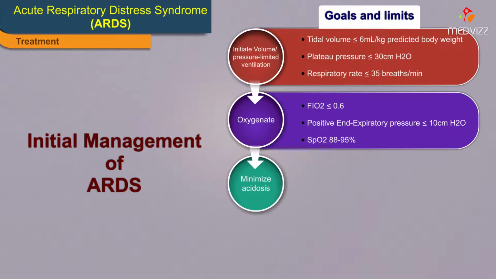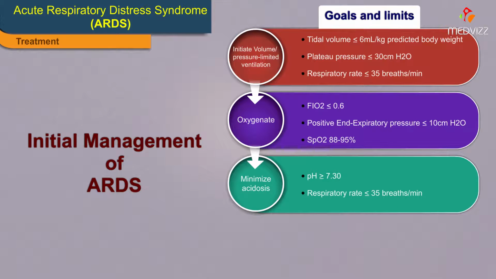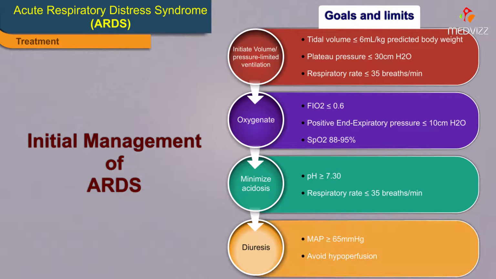Then you have to minimize the acidosis and keep the pH above 7.3 and a respiratory rate less than or equal to 35 breaths per minute. Then there should be some diuresis to maintain a MAP more than 65 mm mercury and avoiding hypoperfusion. You can also have a concept called permissive hypercapnia, where you allow the PCO2 to go up.